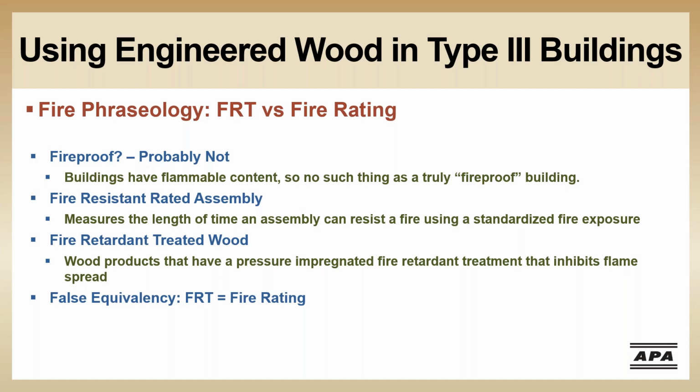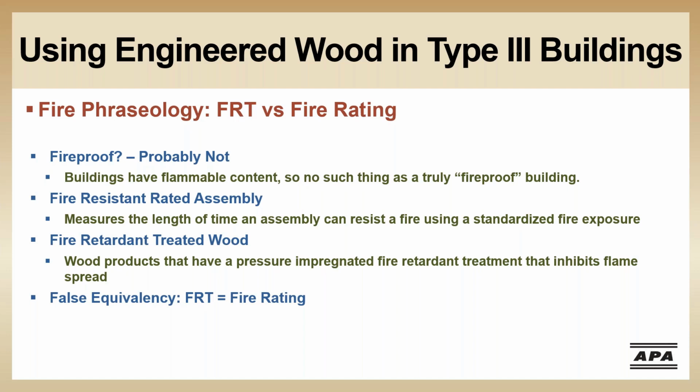Now, since we know there's no such thing as fireproof, let's look at what applies to fire-resistant construction. And let's start with the fire-rated assembly. This is an assembly constructed with a list of prescriptive materials that include lumber, plywood, gypsum, etc., that measure the length of time that the assembly can continue to perform its function when exposed to fire. This is determined through testing the assembly using a standardized fire exposure. And this is normally going to be expressed as a blank-hour fire resistant rated assembly.